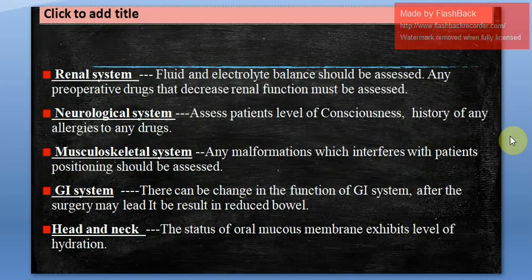Next is regarding the renal system. In renal assessment, most of the time you can perform urine examination. You can also perform a renal function test, that is RFT. And then you have to assess fluid and electrolyte balance, see whether the person has any edema, especially of the extremities and all. Then next comes neurological assessment.